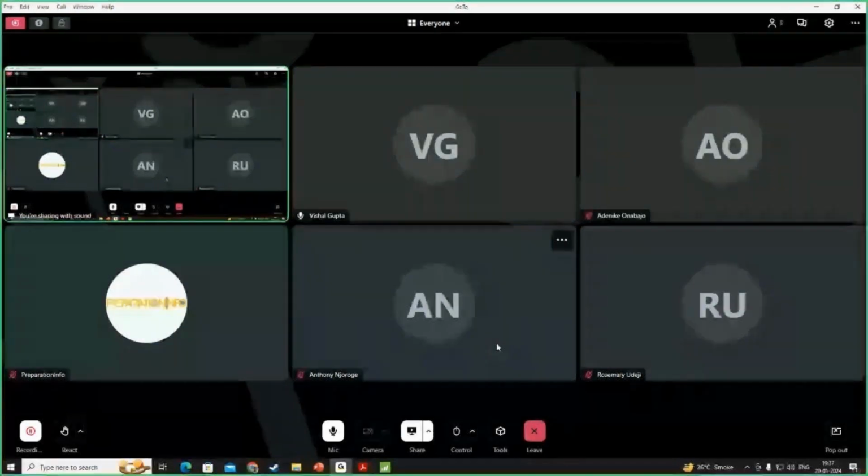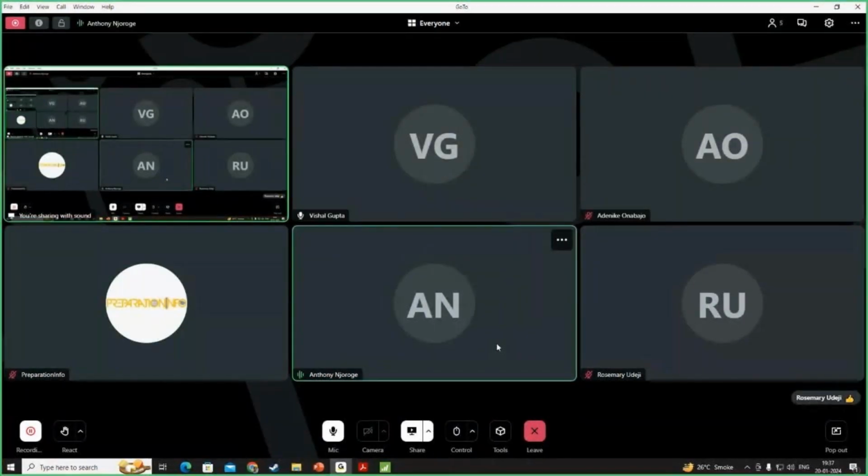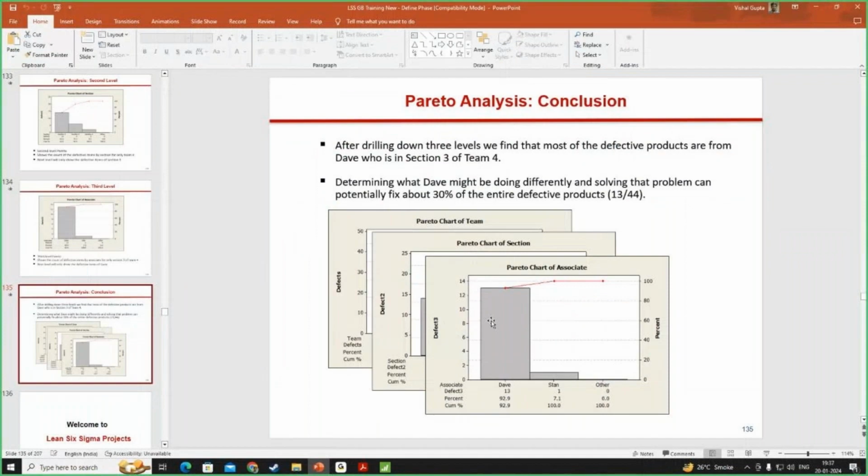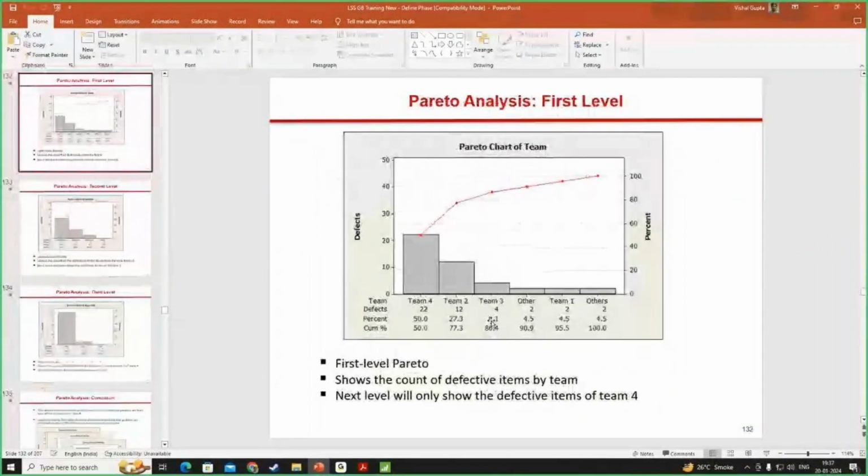Yeah, so basically it seems that we are narrowing down from the major one that shows the greatest cause, and then we narrow down trying to find out which exactly is causing that problem, right? Absolutely right. So this is one of the ways Pareto can be used to further drill down and find out the actual root cause.